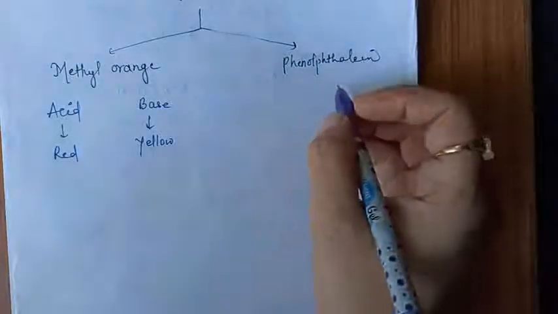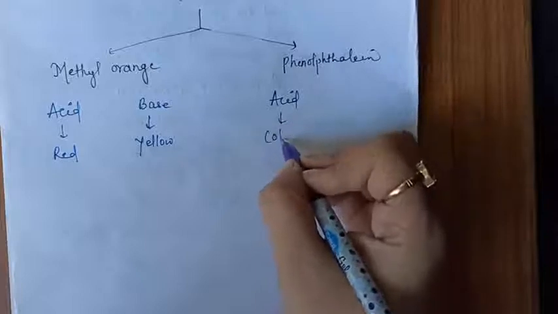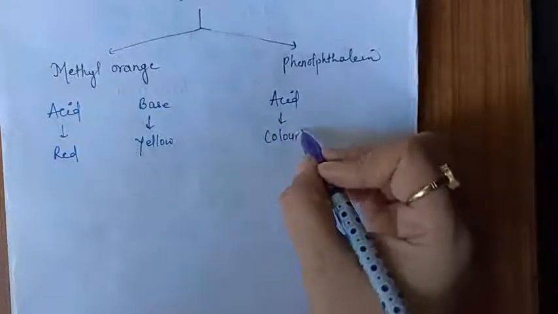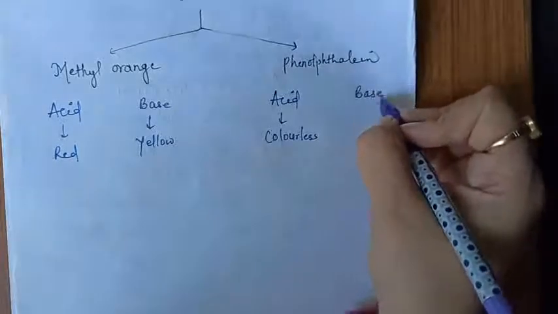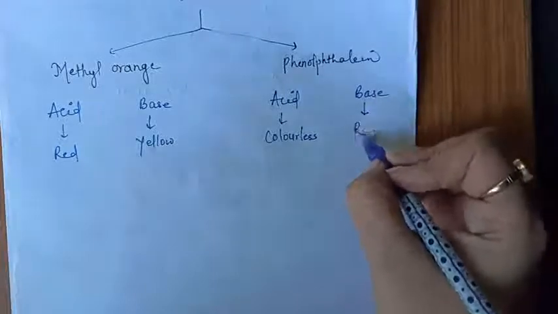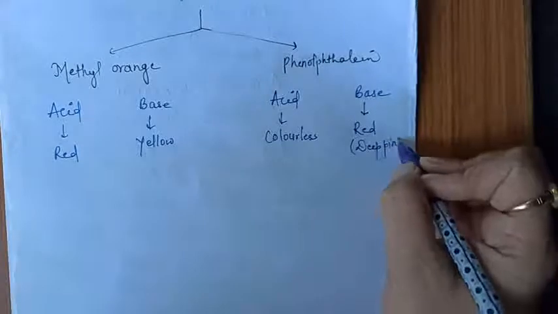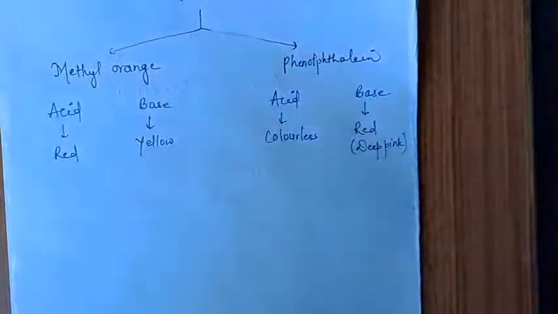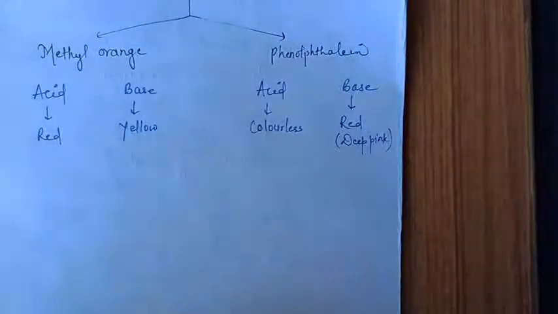Then phenolphthalein, in acid it shows colorless, means if you are pouring a few drops of phenolphthalein in acid, it will be colorless, it will not show any change in color. But if you have taken base, then phenolphthalein in base shows the red color, which you may call deep pink also, right? Basically, now the question comes, when to use methyl orange and when to use phenolphthalein.